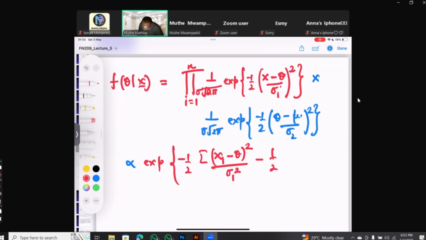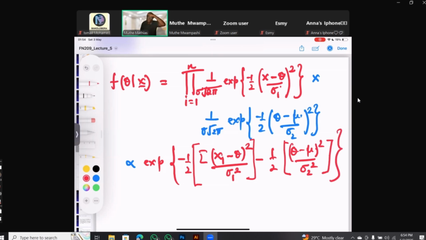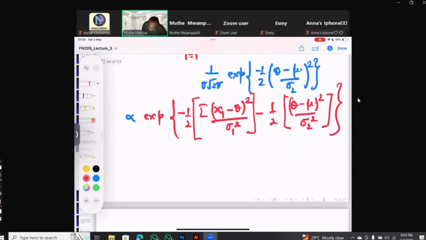So this is 1 minus 2 here, si ndio? And then we're going to here again, which is theta minus mu, and then divided by sigma 2 square, si ndio? And then this part here also square this, and then of course we close this bracket. So now what we are going to do is that we are going to say this is actually proportional to, so I'm going to simplify this one a bit.